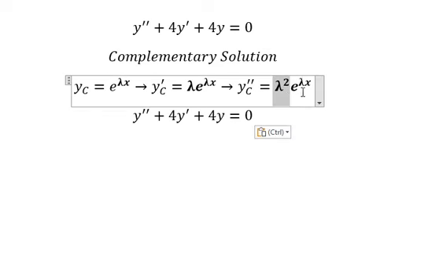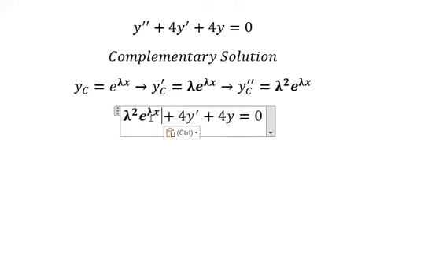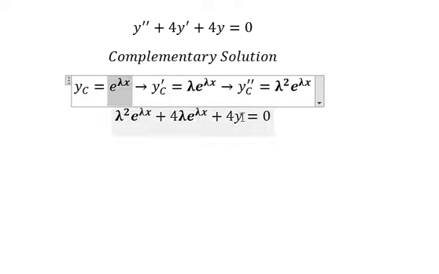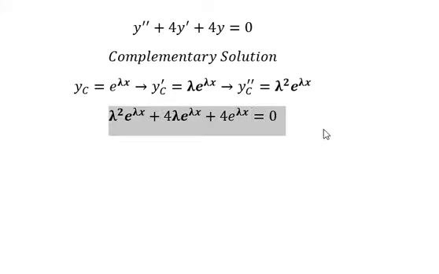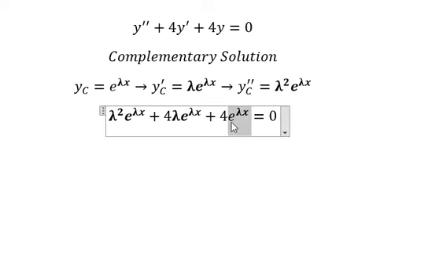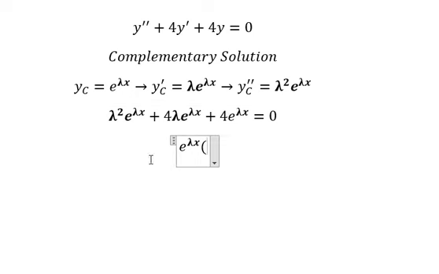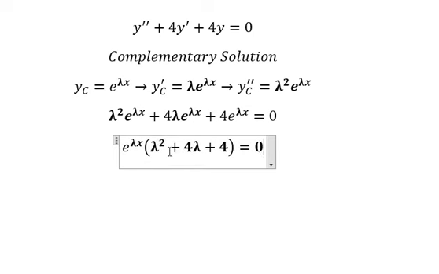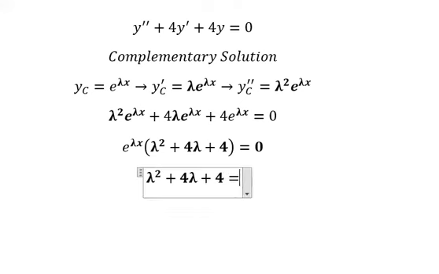So I will put this one here, this one here, and this one here. Next, we continue doing factorization by e to the power of lambda s. So we have lambda square plus 4 lambda plus 4 equals to number 0. And later, we put this one equals to number 0.